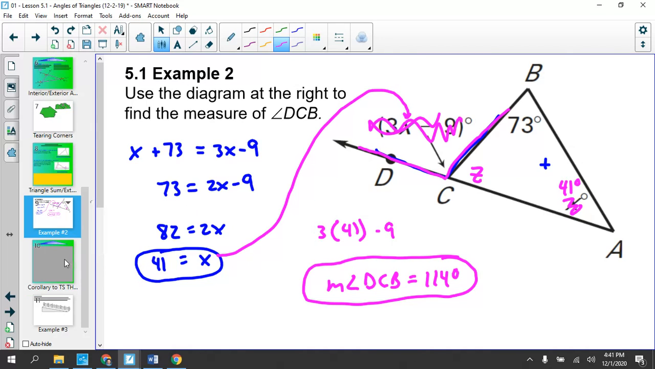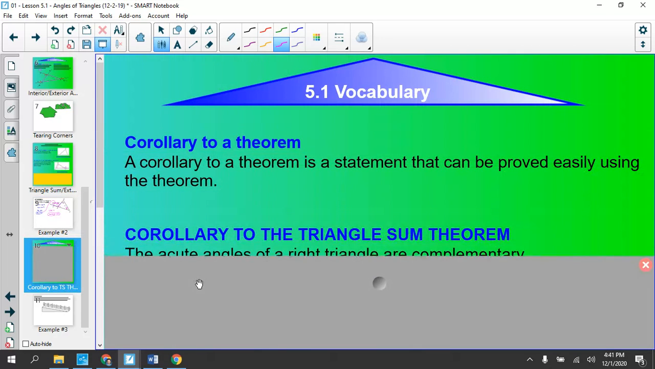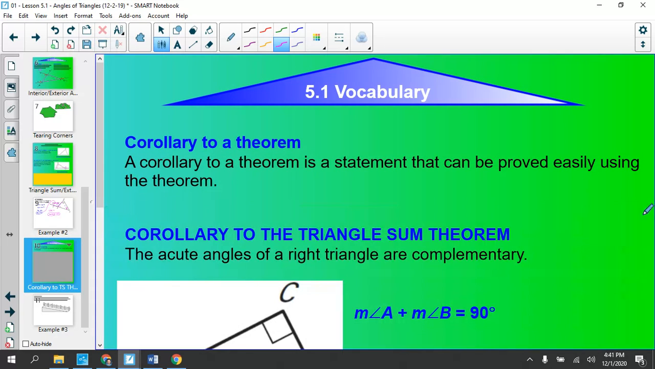Going back and forth with this next slide here. Sometimes in some years we skip it. I guess I'll just mention it here. So the first part is, what is a corollary? A corollary to a theorem is a statement that can be proved pretty easily using the theorem.